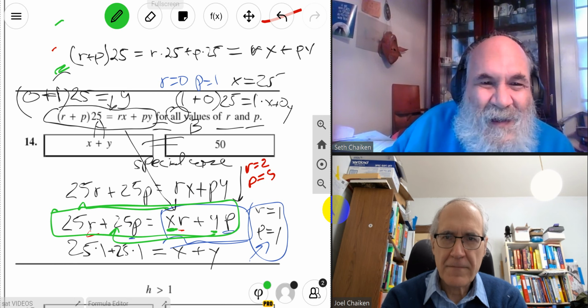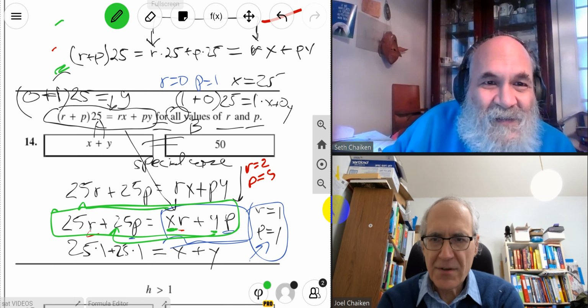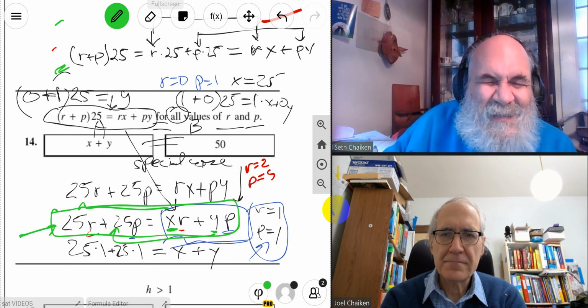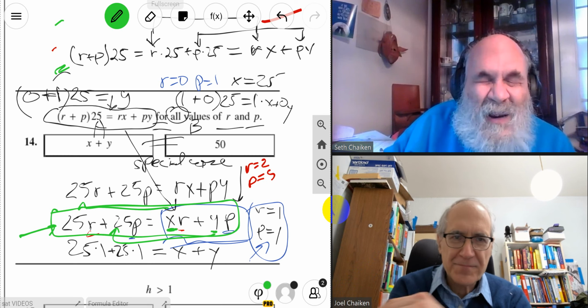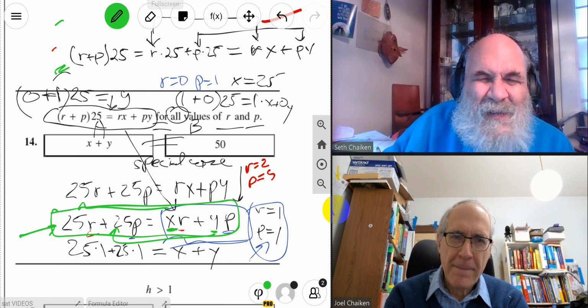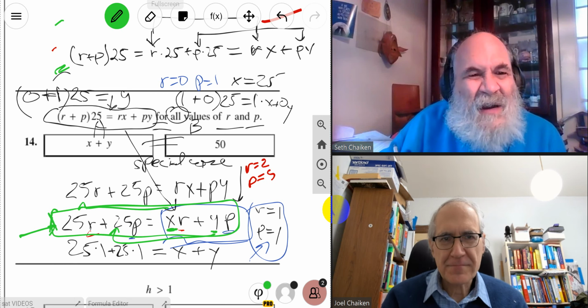Notice the R here matches the R here. And there's a P here that matches the P here. We see that sort of pattern matching. So whatever multiplies R on this side is 25, so x has to be 25. And whatever multiplies P is y, so y is 25. That's what I said here, Seth. So we didn't see that right away.